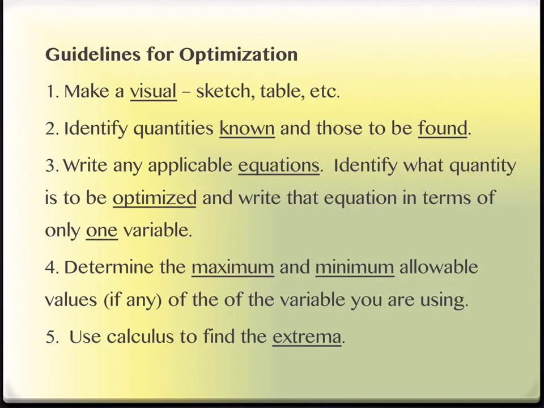Like if you think about an area equation of a rectangle, area is length times width. Well, L and W are 2 variables. I don't want 2 variables in the equation. Somehow I want to make sure that there's only one.